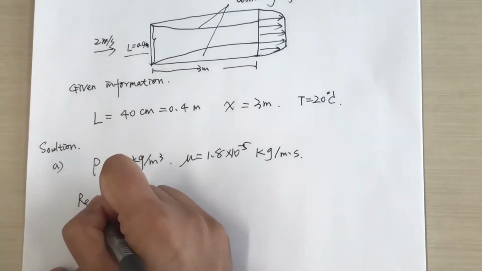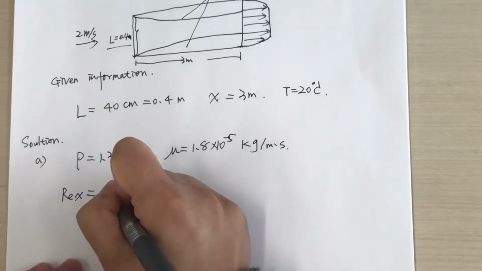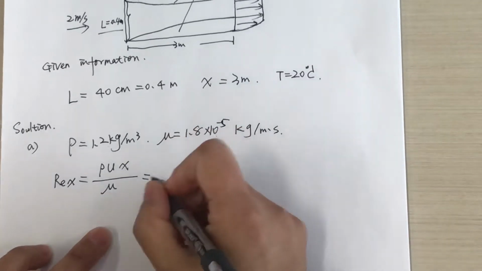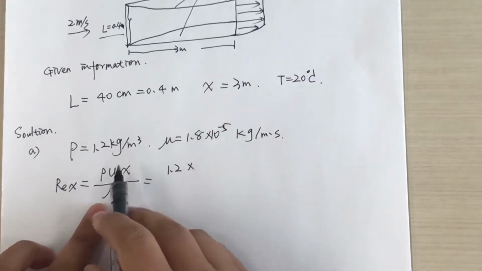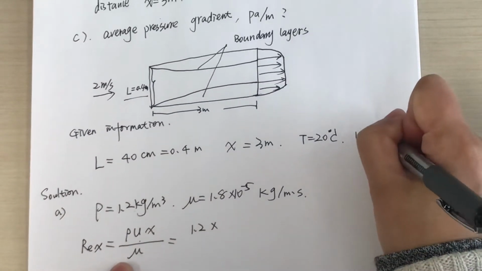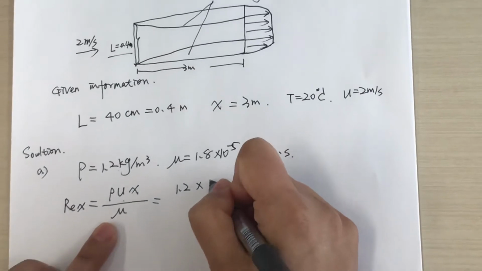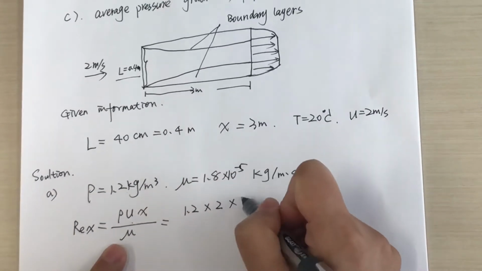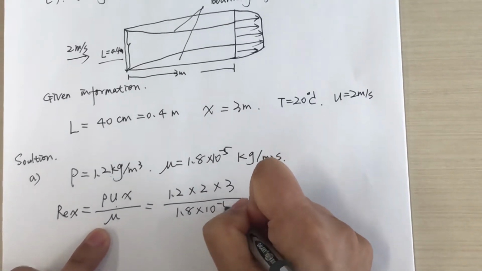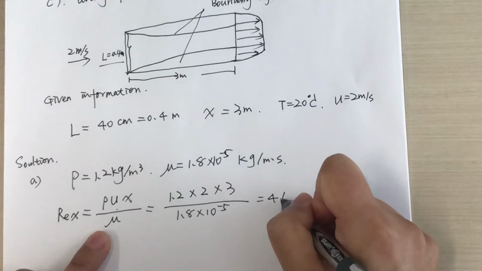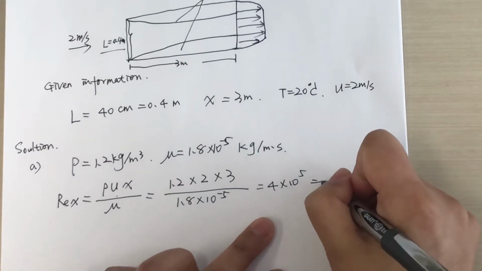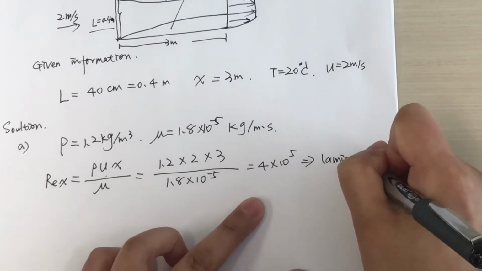For the Reynolds number, we can use the equation here. The density is 1.2, the velocity we have is 2 meters per second, the distance is 3, and the viscosity is 1.8. Then we can get the Reynolds number, so we can consider it as laminar flow.